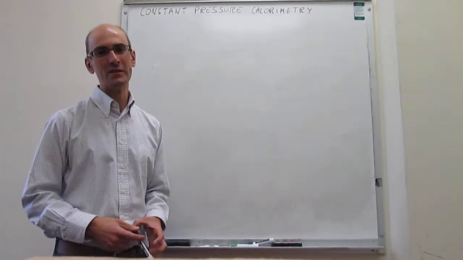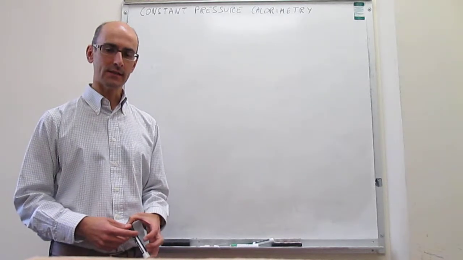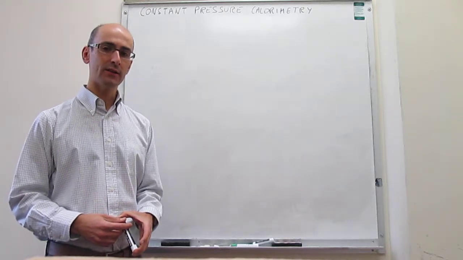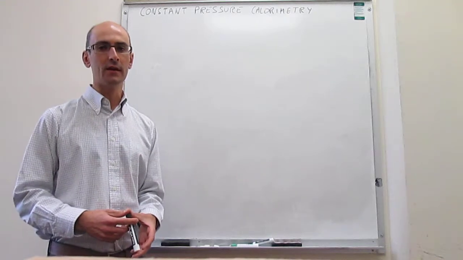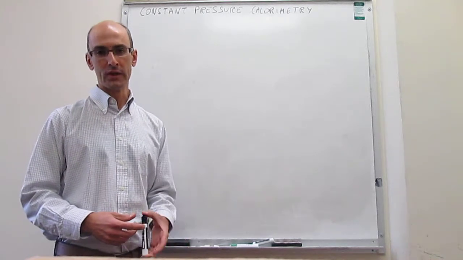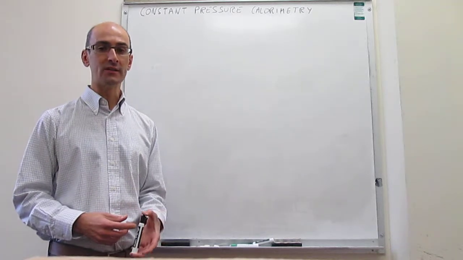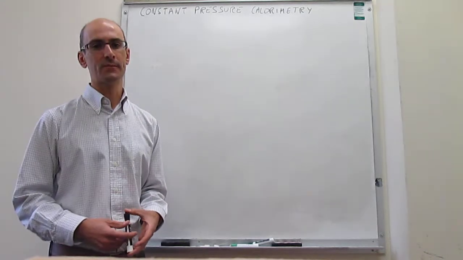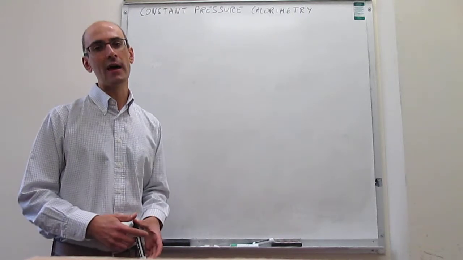In this video, we discuss constant pressure calorimetry. Calorimetry is a technique that is used to measure heat. And because heat at constant pressure has a direct relationship to the change in enthalpy in a process, we can use constant pressure calorimetry to determine changes in enthalpies in reactions or in any other chemical process.